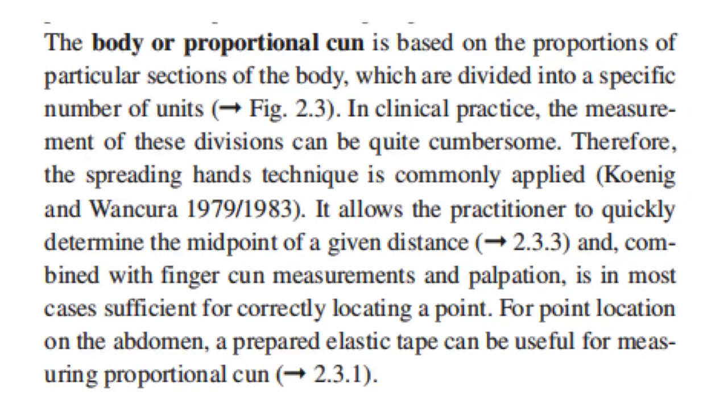The second approach is the body or proportional tune, which is based on the proportions of particular sections of the body, which are divided into a specific number of units. In clinical practice, the measure of these divisions can be quite cumbersome. Therefore, the spreading hands technique is commonly applied. It allows the practitioner to quickly determine the midpoint of a given distance, and combined with finger tune measurement and palpation, is in most cases sufficient for correctly locating a point. For point location on the abdomen, a prepared elastic tape can be used for measuring proportional tune.